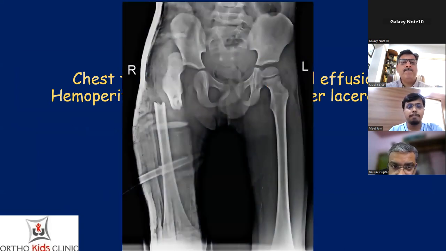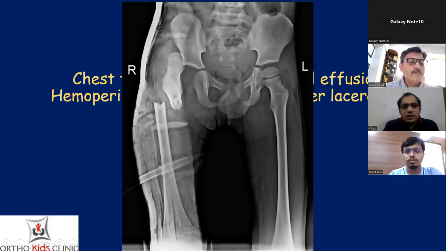Vikas, would you read this X-ray? What do you find abnormal here? So there's a fracture of the subtrochanteric area. Along with that, there is a dislocation of the hip joint. Yes, that's right. The acetabulum appears okay. So the pelvis looks okay.